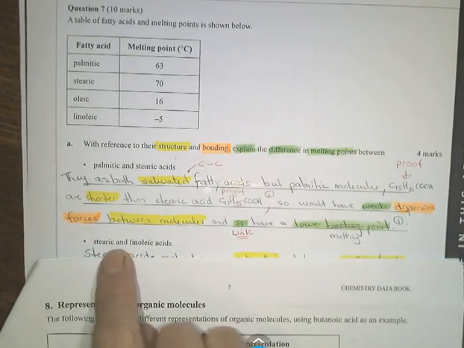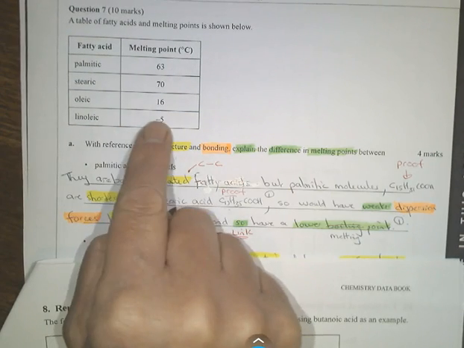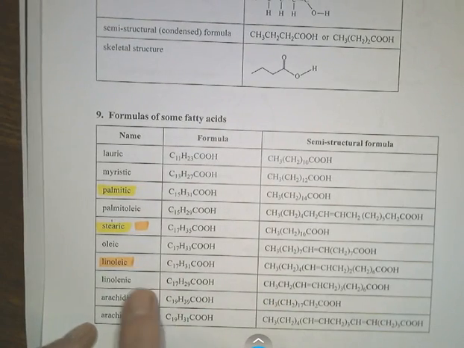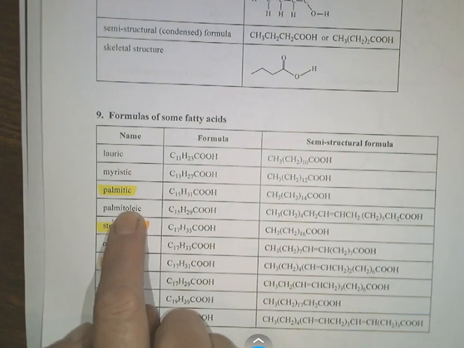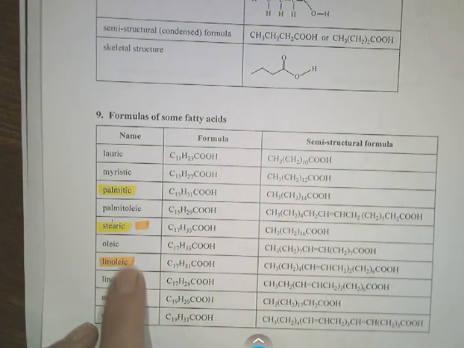All right, the next one is between stearic and linoleic. Stearic and linoleic. So you can see the linoleic's a lot less. So there's something going on with it. If you have a look, there's two that start with L, and there's actually two that start with P. When I first did this, I accidentally highlighted that one. So be really careful that there's the two that are different.